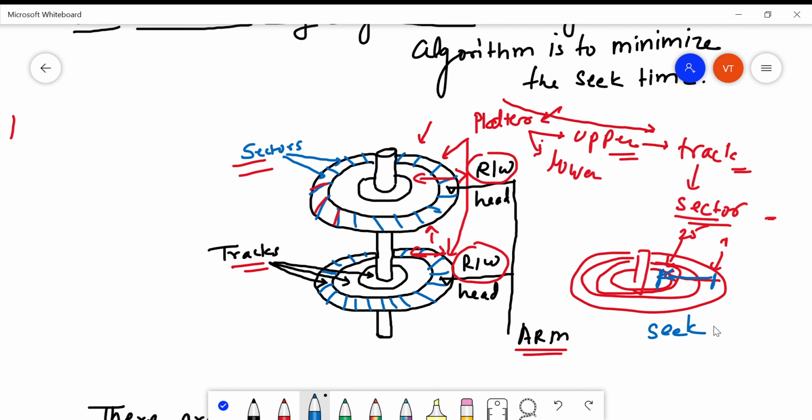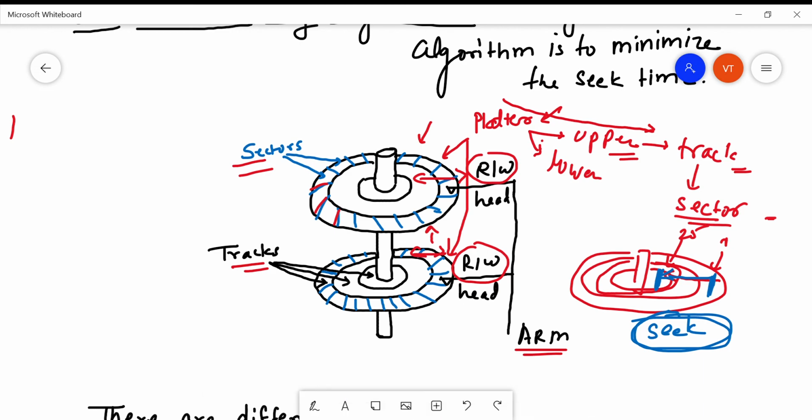So what is the disk scheduling algorithm's goal? We want to reduce this seek time. We want the system to be fast, and the time required to reach from track number 1 to track number 25 should be minimum. That is the goal of these algorithms.